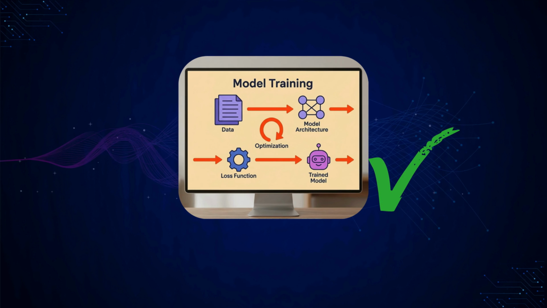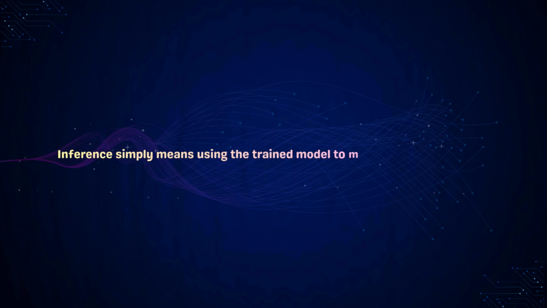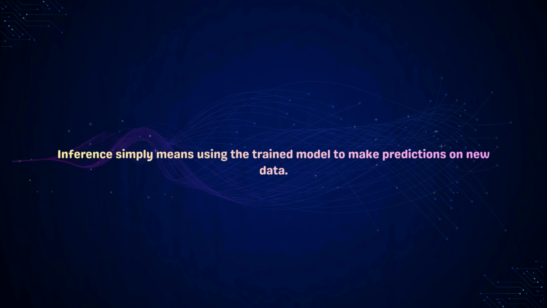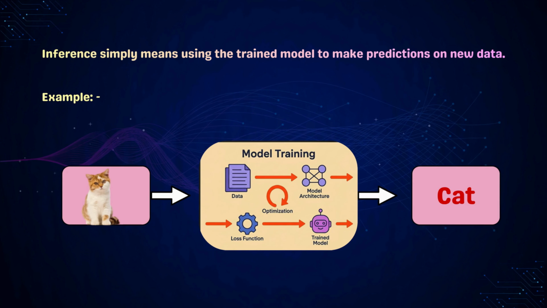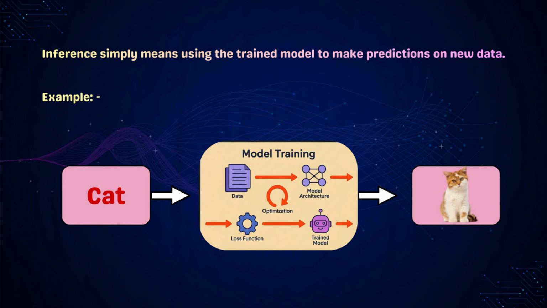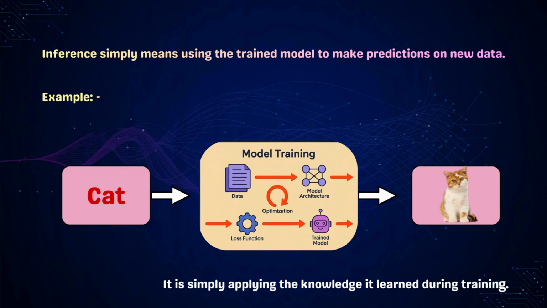Once the training process is complete, the model has learned patterns from data. Now we can use the model. This stage is called inference. Inference simply means using the trained model to make predictions on new data. For example, a user uploads a new image. The model analyzes the image and predicts cat or dog. The model is no longer learning. It is simply applying the knowledge it learned during training. That prediction step is inference.